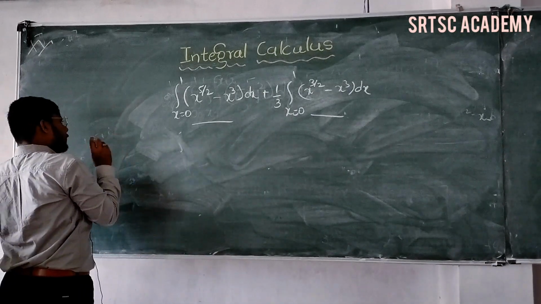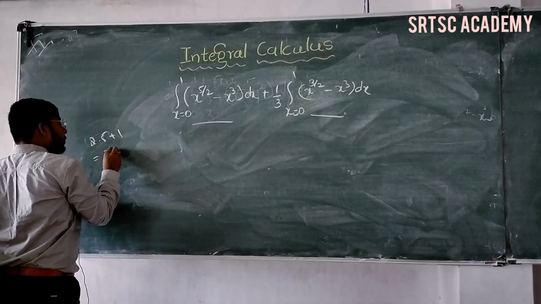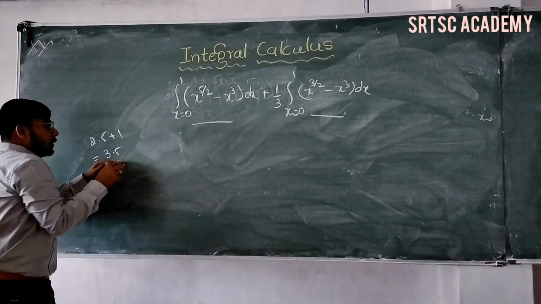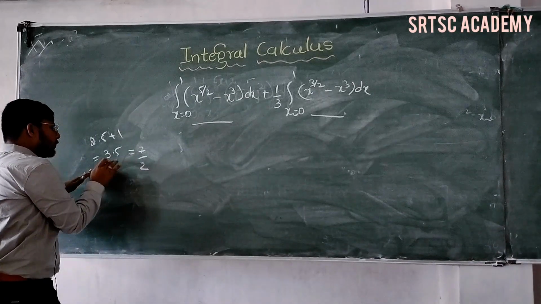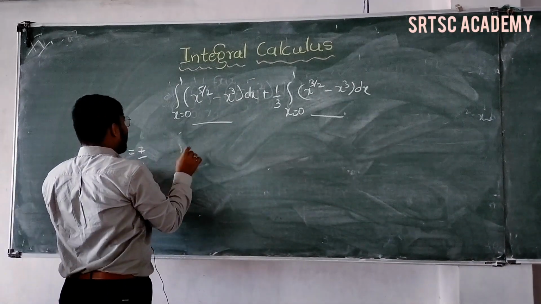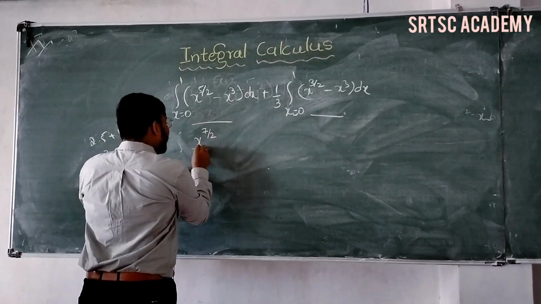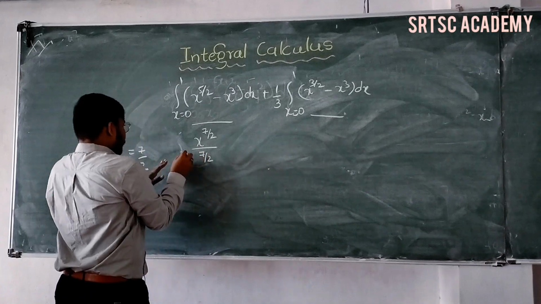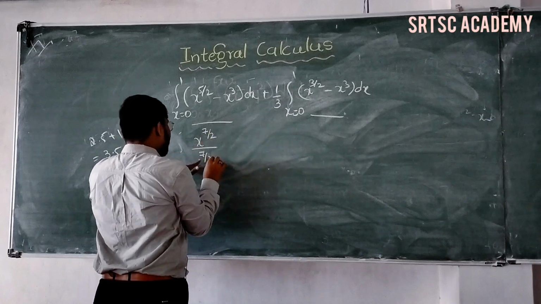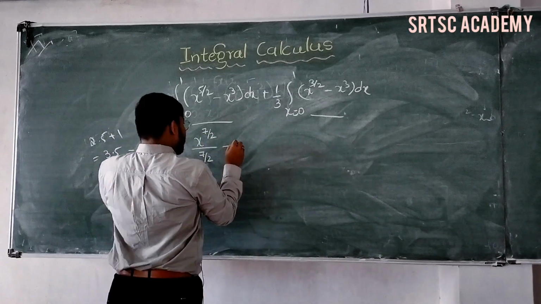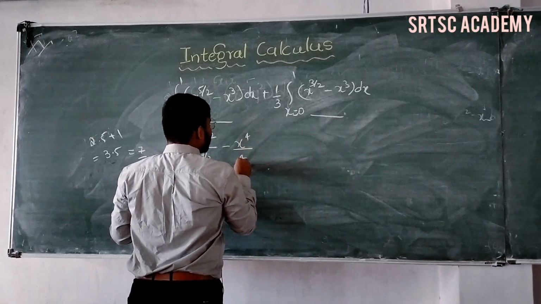So x to the power 5 by 2. 5 by 2 means 2.5, right? 2.5 plus 1 is 3.5. What is the meaning of 3.5? That equals 7 by 2, right? So I will write x to the power 7 by 2 divided by 7 by 2. We have the formula like that only, x to the power n plus 1 divided by n plus 1, right? Minus x to the power 3. It's easy: x to the power n plus 1, 3 plus 1 is 4, divided by 4.